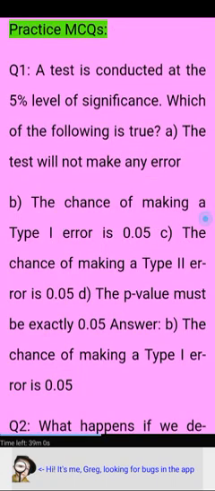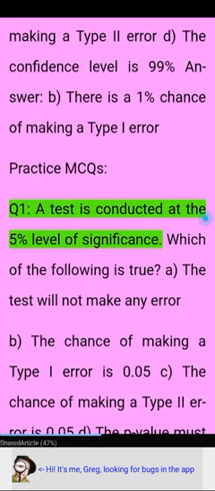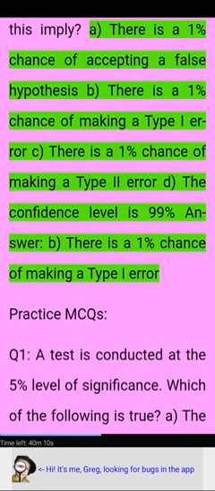Practice MCQs. Q1. A test is conducted at the 5% level. A. There's a 1% chance of accepting a false hypothesis. B. There's a 1% chance of making a type 1 error. C. There's a 1% chance of making a type 2 error. D. The confidence level is 99%. Answer. B. There's a 1% chance of making a type 1 error.